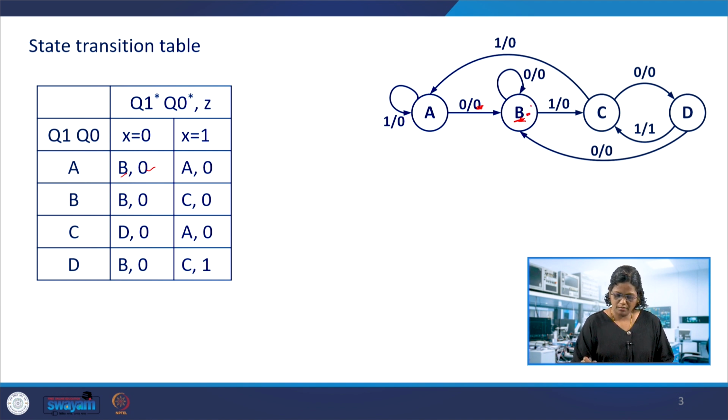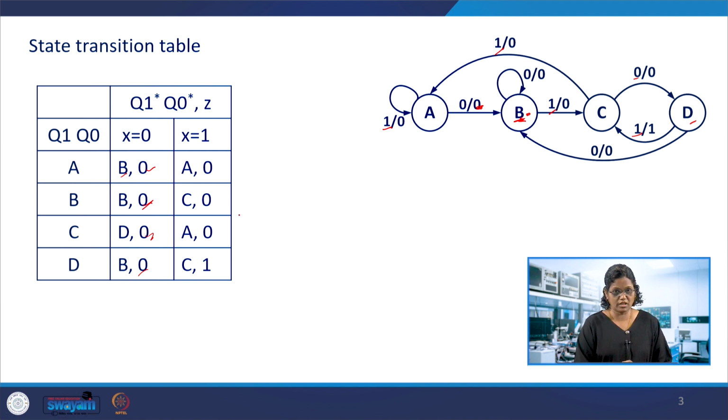At state B, if the input x is 0, then the output is 0 and we stay in the same state. At C, if the x input is 0, go to D, and the output is 0. At D, if the input is 0, go to B. If the input is 1, similarly this case, this case and this case would give the state transition table. Along with that we can get the outputs as well.